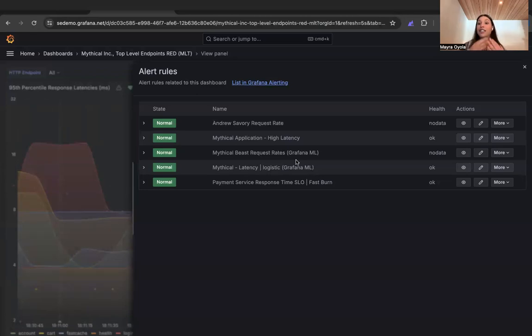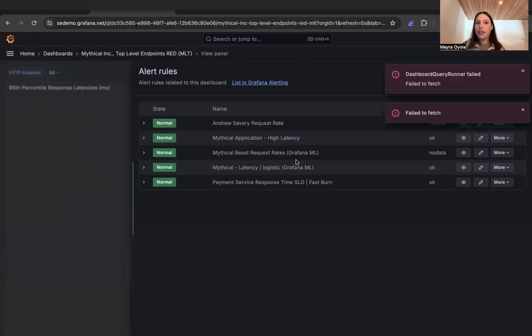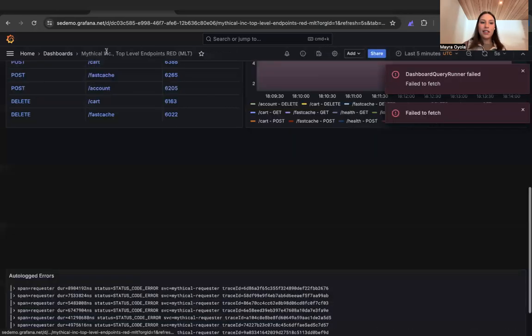So you can see how we can start with the RED method and then grow into something that we can really, really be proud of and call an observability strategy. So let's go back to the original dashboard.